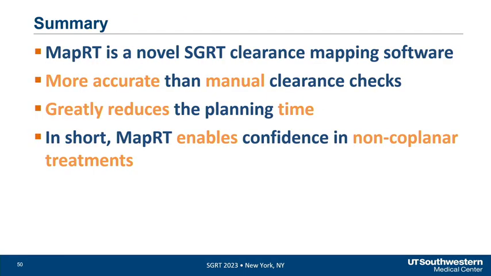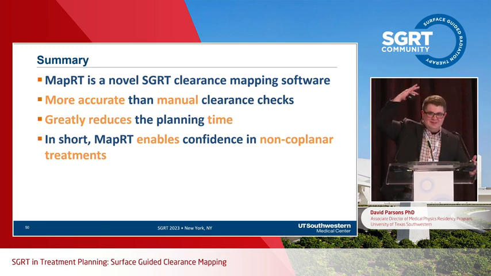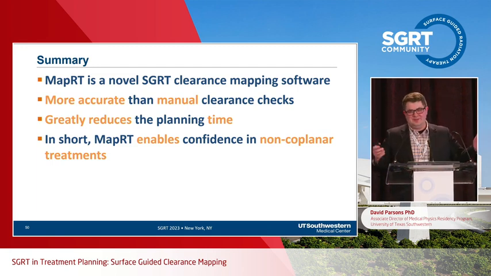So, to summarize, MapRT is a novel SGRT clearance mapping software. It's more accurate than manual angle checks because you know what the patient looks like. You're not guessing. You're not using photos someone took at SIM and saying, I think their arm is here. Maybe it will clear, maybe it won't. And for us, the biggest thing is how much time it's going to save our clinic. As you saw, on average, 4 hours of savings, but that can be days in terms of getting that plan done.